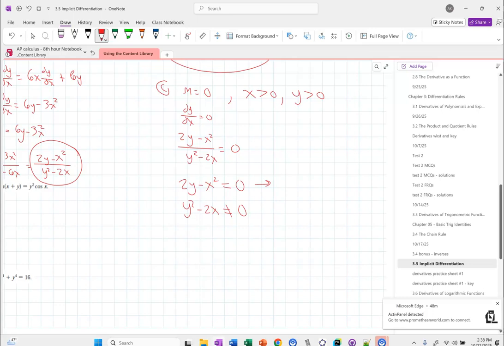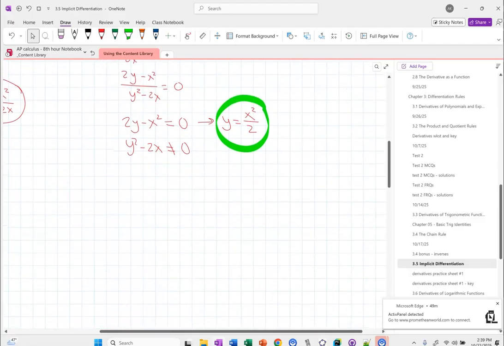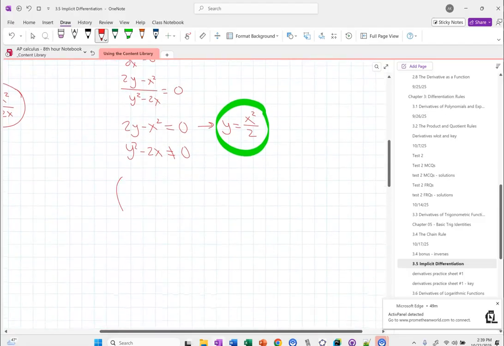I would get the y by itself. Why would I want to do that? I don't want any part of that square root, right? Everybody's okay with that? That's much nicer. Now what do I do with this? I plug it into the original function, yeah.